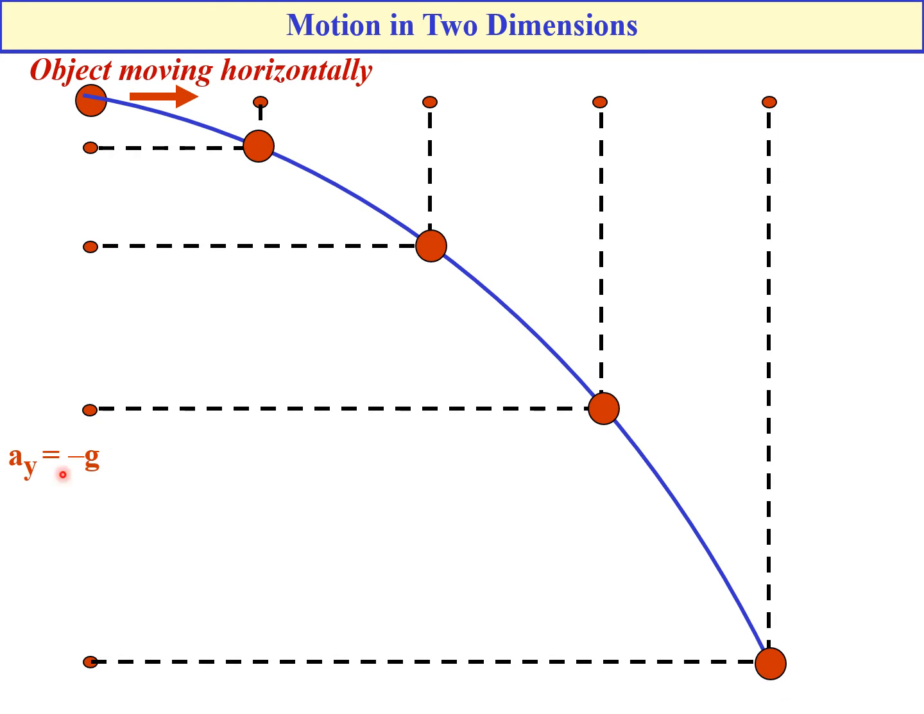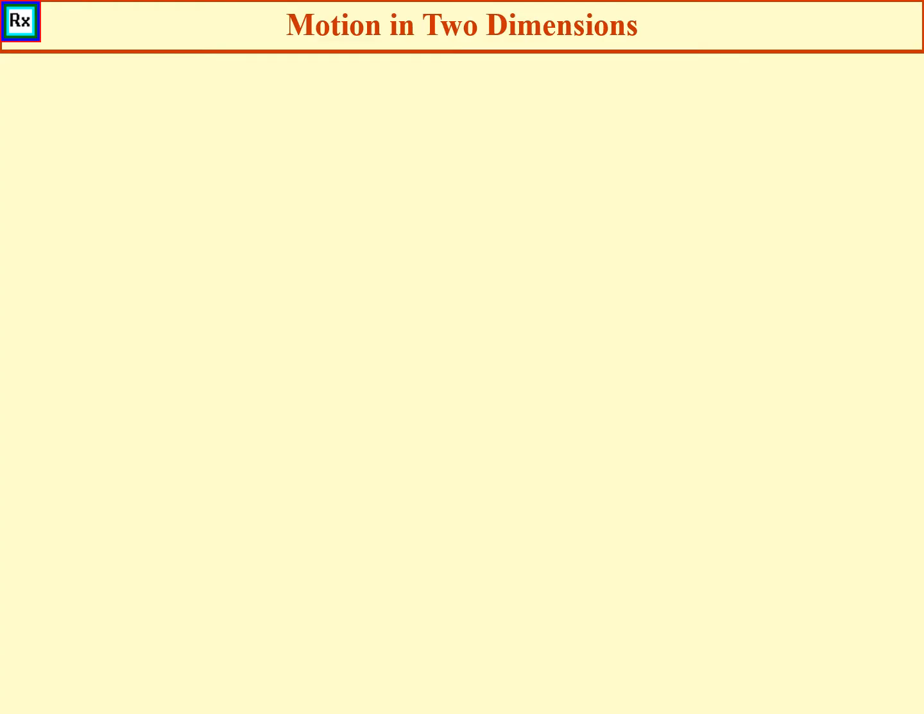So again, in the y direction we have an acceleration of negative g, in the x direction we have no acceleration. For every projectile with no air resistance, we're always going to assume this. We're going to assume the acceleration in the y direction is negative 9.8 meters per second squared, and the acceleration in the x direction is 0.